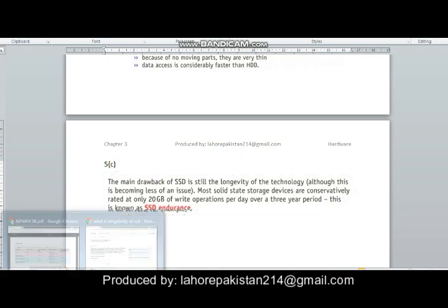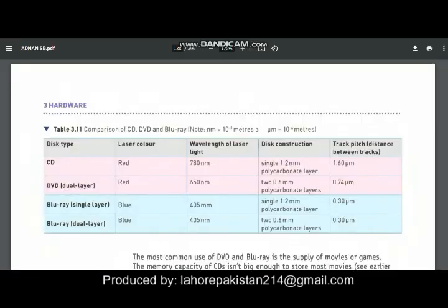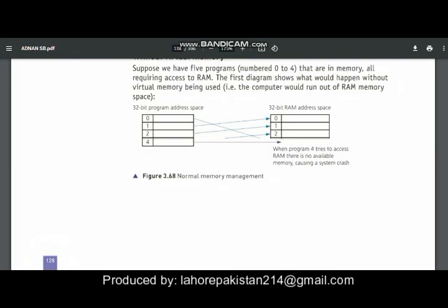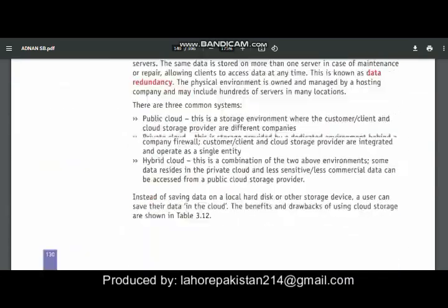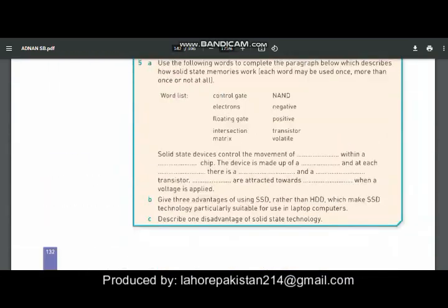So this was all about it. This was about activity 3.7. Next time I will solve activity 3.8.